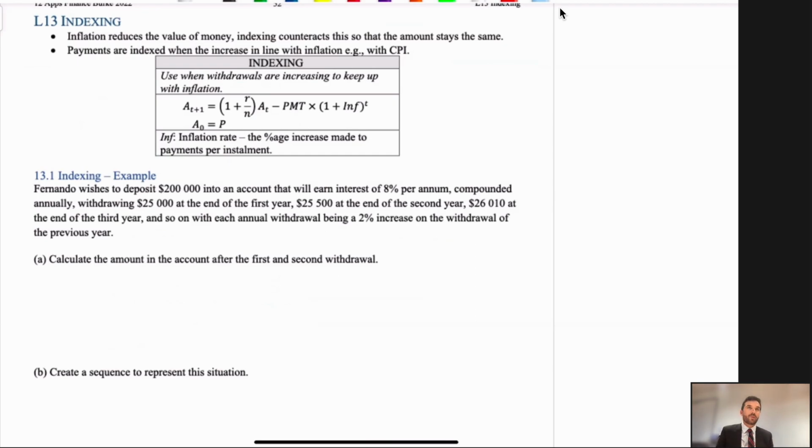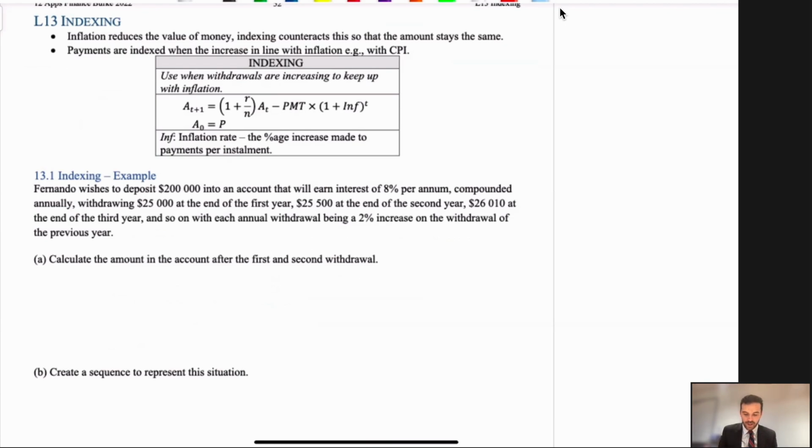So like a typical, if you've heard of a consumer price index, you may have heard that it might be like 3% or 2%, and therefore you need to draw a little bit more out so you're getting the equivalent amount of money. So that's essentially what indexing is. You're indexing your payments. So inflation reduces the value of money. Indexing counteracts this so that the amount can stay the same, or maybe you want to increase it a little bit more, but that's fine. Payments are indexed when they increase in line with inflation. So that might be something like CPI, which is the consumer price index.